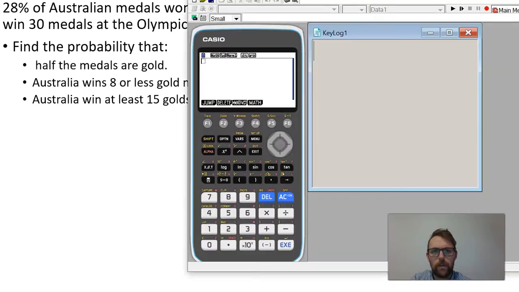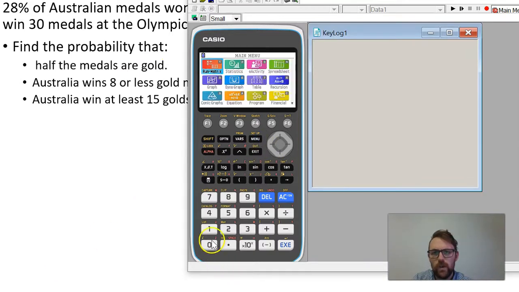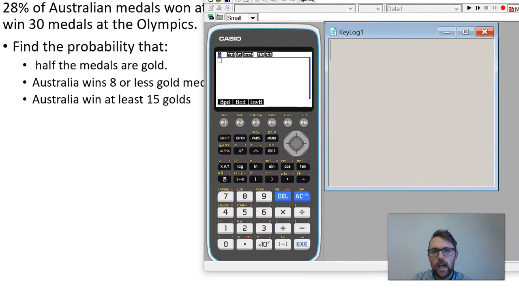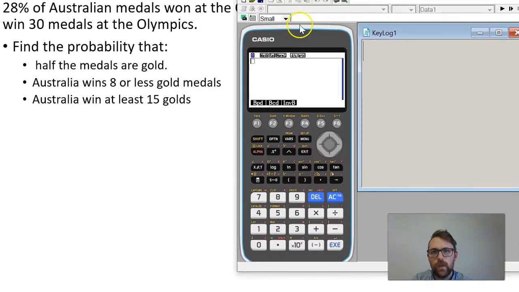So what we're going to do is grab up our calculator, and go to our standard run matrix mode here. We're going to press option, stat for statistics, dist for distribution, and binomial. The first thing we've been asked is half the medals are gold. After pressing that combination, I've got BPD and BCD. BPD is binomial probability distribution.